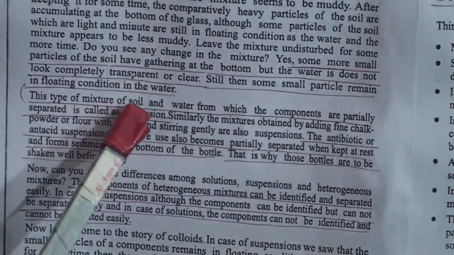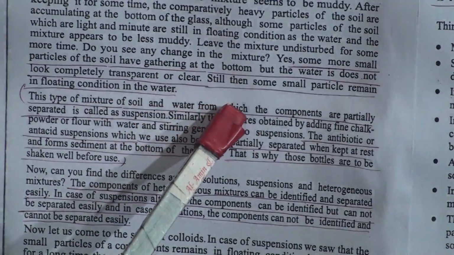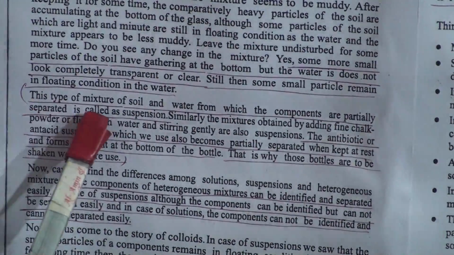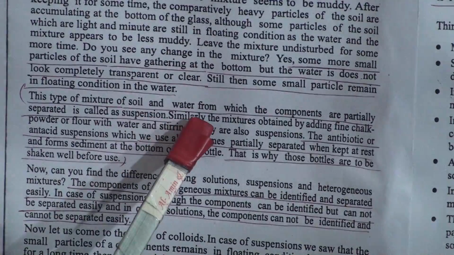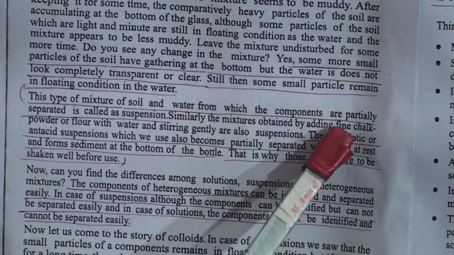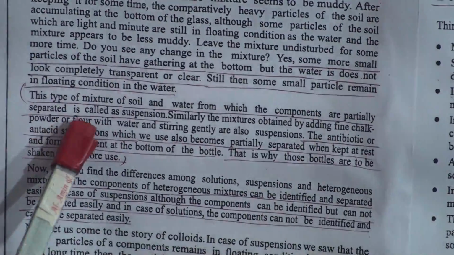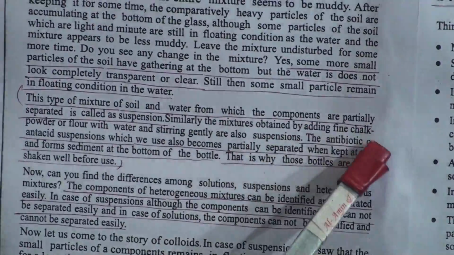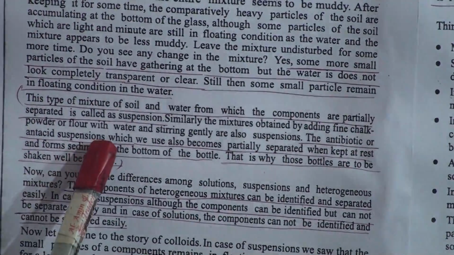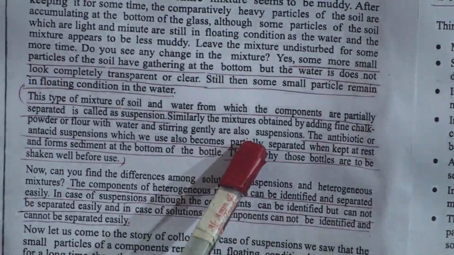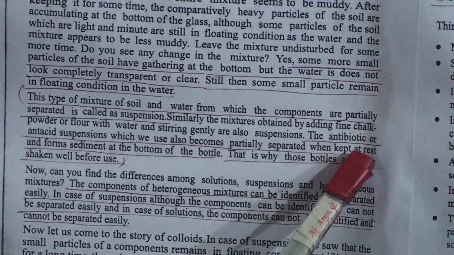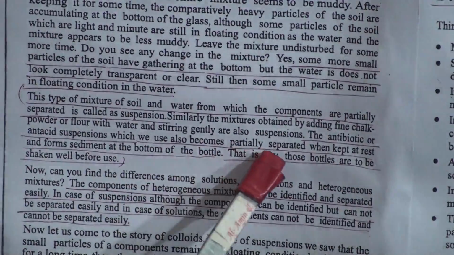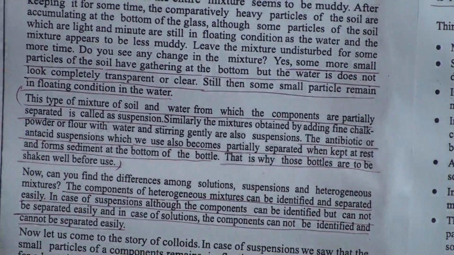This type of mixture of soil and water, in which the components are partially separated, is called a suspension. Similarly, the mixture obtained by adding fine chalk powder or flour to water and stirring gently is also a suspension. The antibiotic or antacid suspension which we use also becomes partially separated when kept at rest and forms sedimentation at the bottom of the bottle. This is why these bottles are to be shaken well before use.